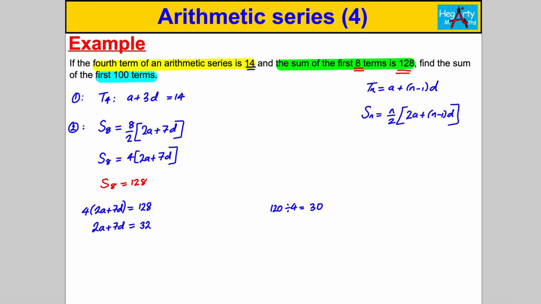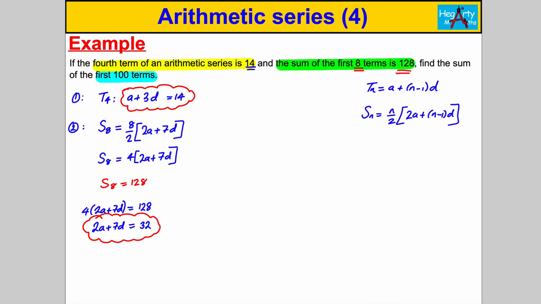So let's think what we've got here. Let's take a pause for a second. We've got an equation up here with a and d. We've got another equation here with a and d as well. So we've got two equations in two unknowns, and that means we can find a and d from these.